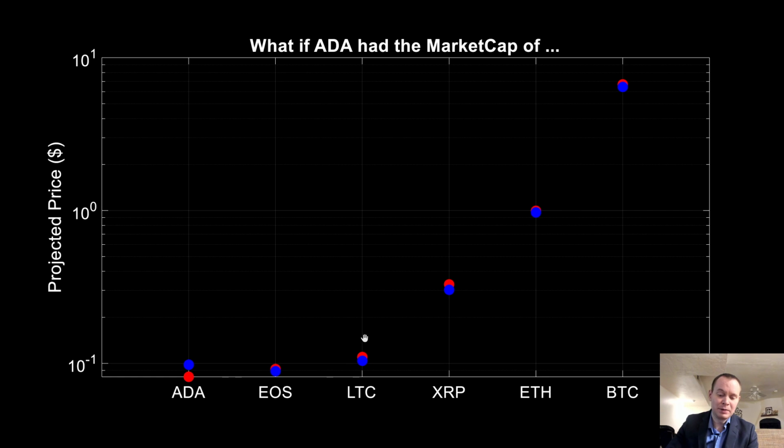And the way you note that is because in the last video, we know that if ADA had the market cap of these other coins, it's the red dot. Now it's the blue dot, which means the valuation of those other cryptocurrencies like Bitcoin and Ethereum, we know that the market caps of those coins have decreased. Okay, but at the same time, while they have decreased, ADA has gone up.